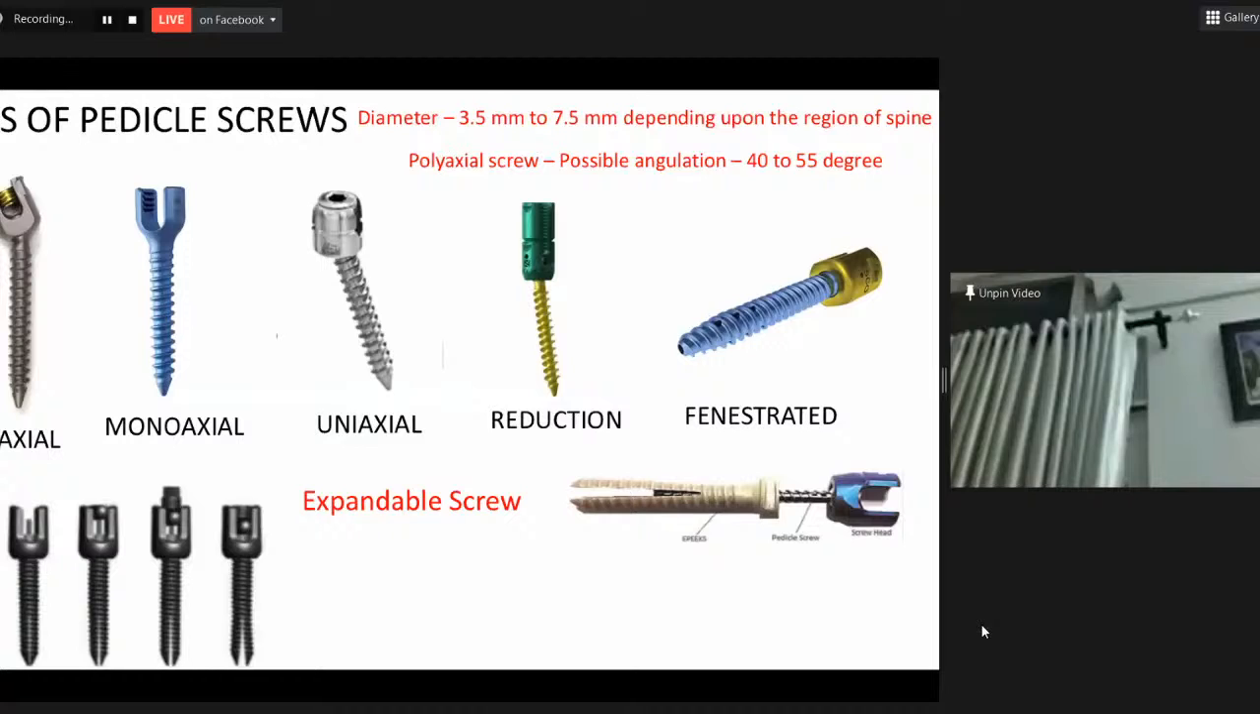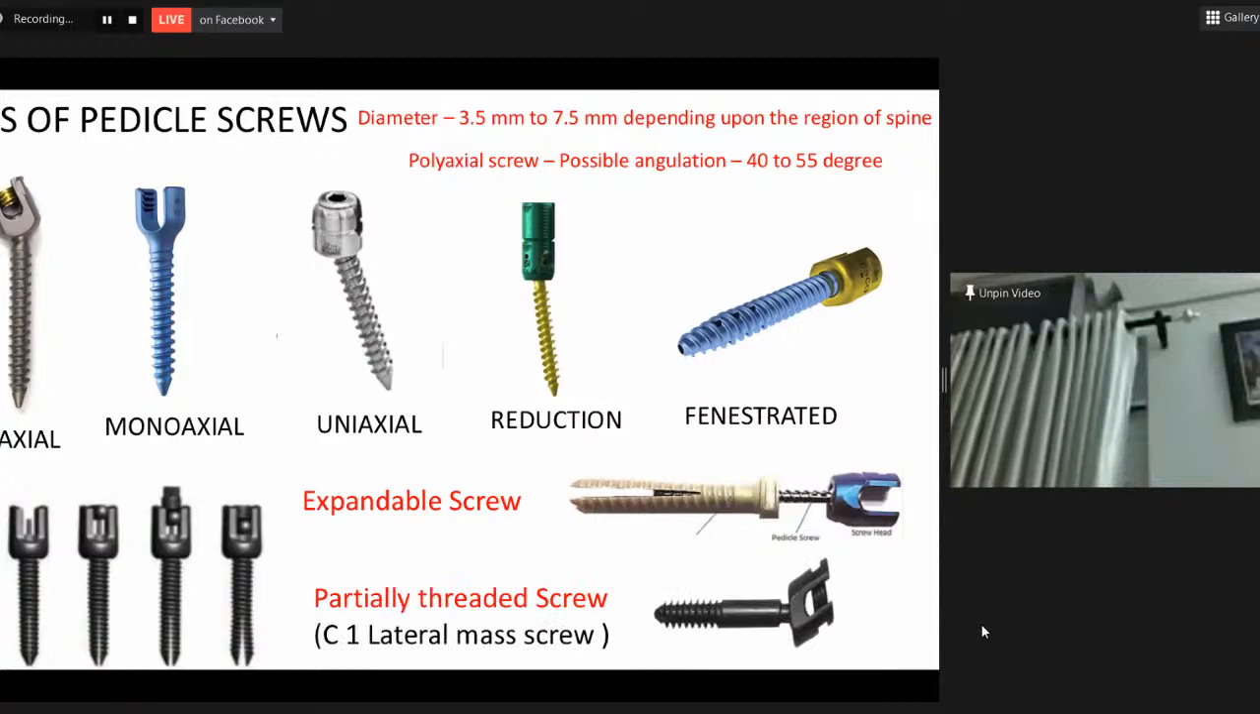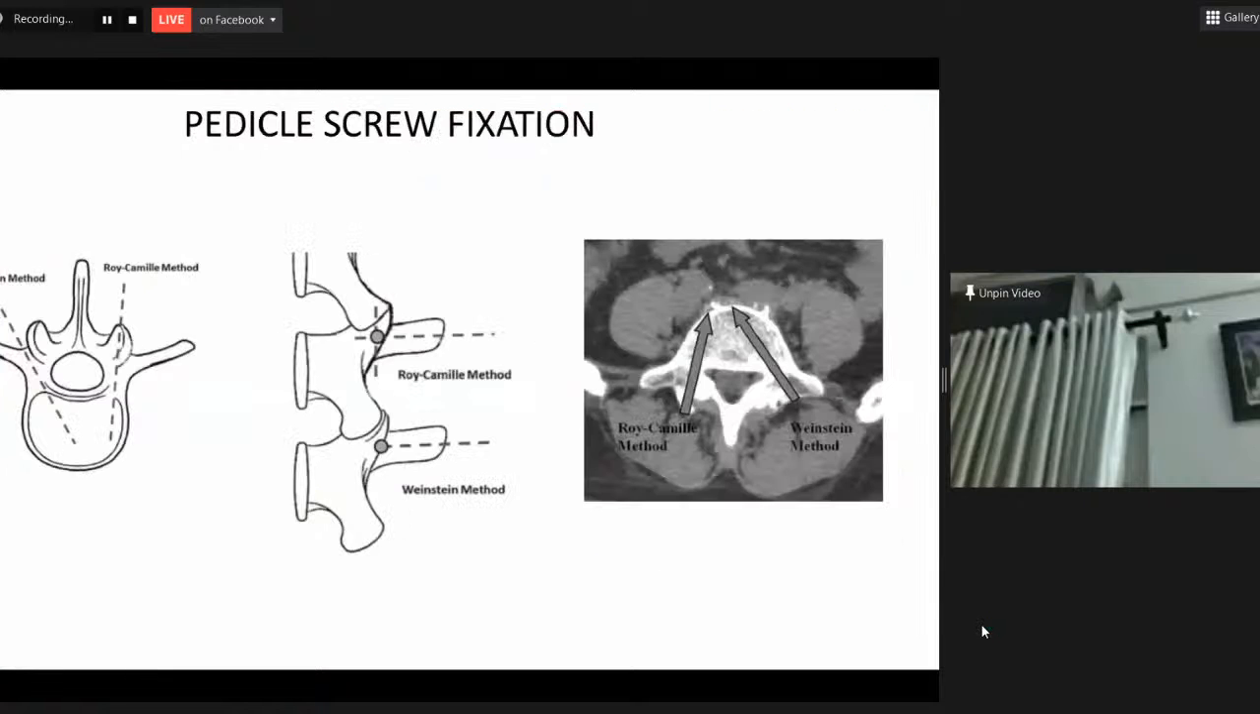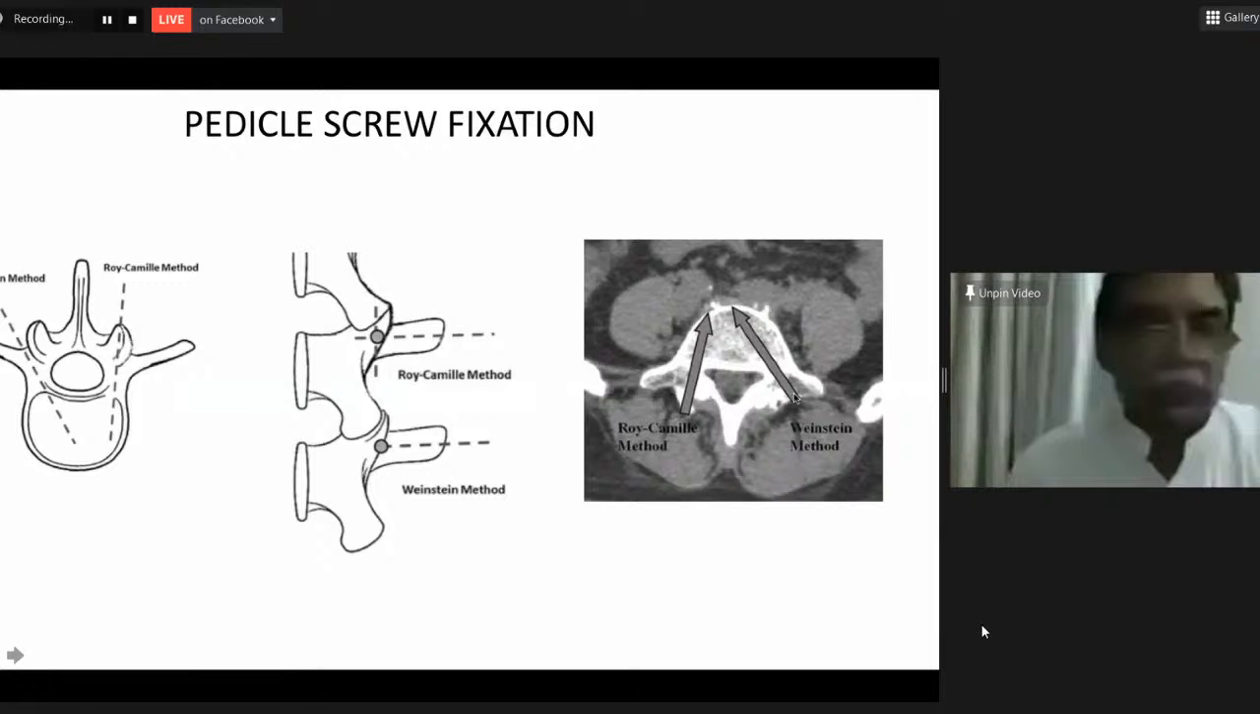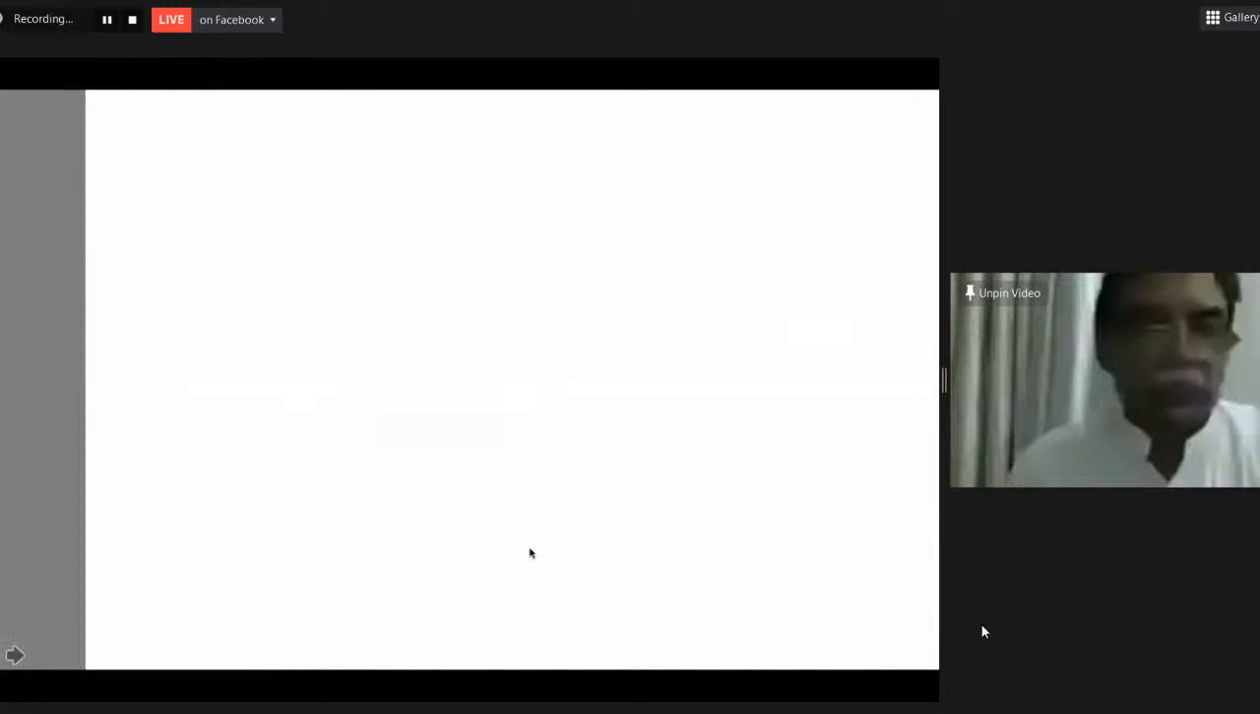Then one can have an expandable screw, where when you tighten the distal part of the screw, it expands. So it has a better hold in the osteoporotic spine. And this one is the partially threaded screw, usually used in the lateral mass because there we want to avoid irritation of the C2 nerve root. Now, regarding the fixation points, these are the two different methods described here: the Roy-Camille method and the Weinstein method. Why is this one better? Because it has more obliquity, so its purchase and pull-out strength is very strong as compared to the other.